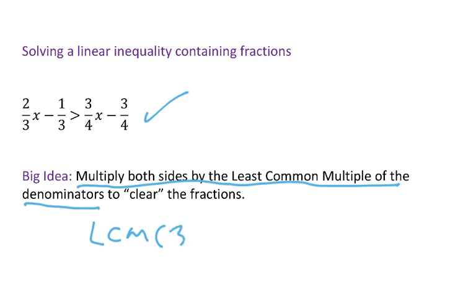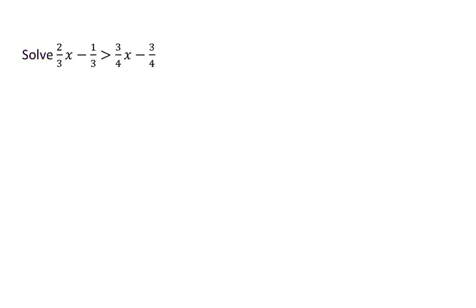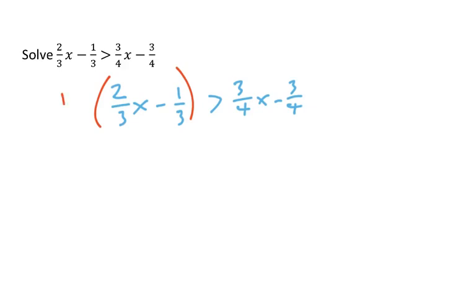We see that the fractions in this inequality have denominators of either 3 or 4, and the least common multiple of those two numbers is 12. So we're going to multiply both sides by 12. Let's see how that looks. So here's our inequality again: 2/3 x minus 1/3 greater than 3/4 x minus 3/4. I'm going to multiply the left side by 12, and I'm going to multiply the right side by 12.